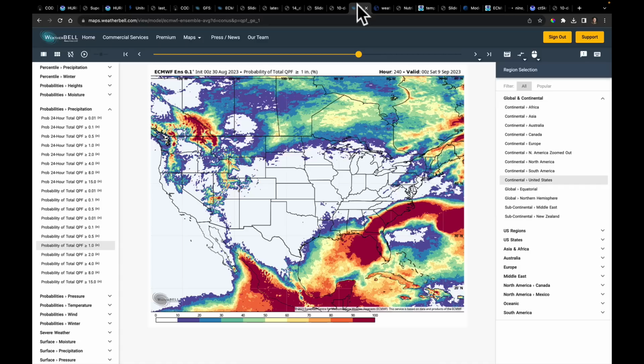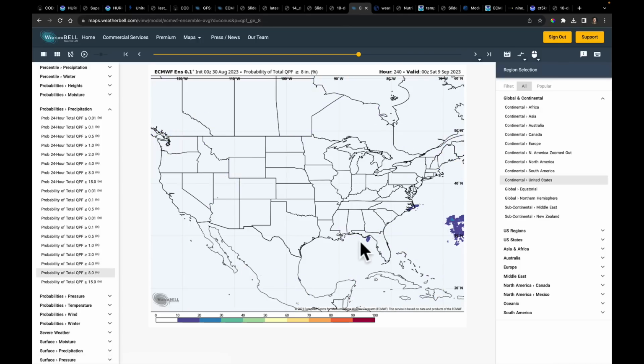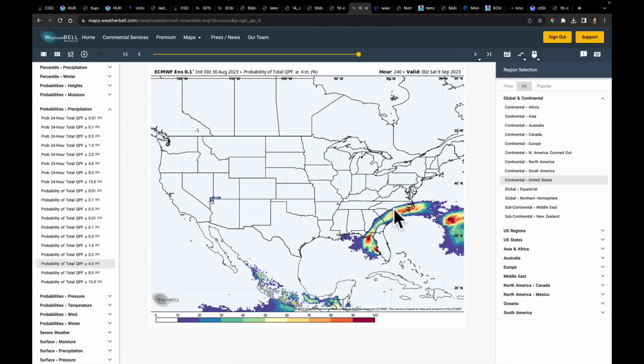This is your chance over the next 10 days of grabbing an inch of rain. Let's just keep an eye down here to see what it looks like for 2 inches. Of course, it's high. There's 4 inches and 8 inches. So right now the ensembles are not seeing that 8-inch amount, but there will be areas in there that pick up 4 to 8 inches of rainfall.